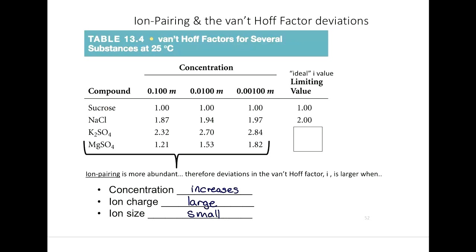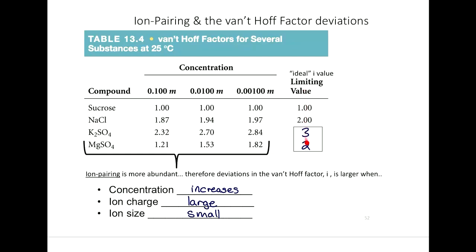Okay, so let's look at these examples here. We have sucrose, NaCl, potassium sulfate, and magnesium sulfate. Here you see the actual observed Van 't Hoff factor for these different solutions. We can go ahead and calculate the limiting value. This is your ideal value. If we were just doing freezing point depression, and I asked you what is i for these, you would say for sucrose it's 1, for NaCl it's 2. What would it be for potassium sulfate? Just the ideal value. 3, and then magnesium sulfate, 2, yes.